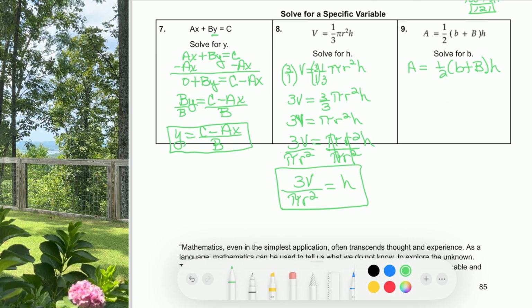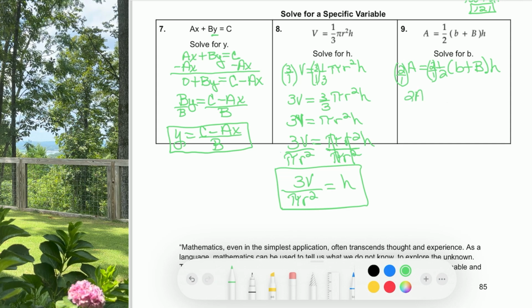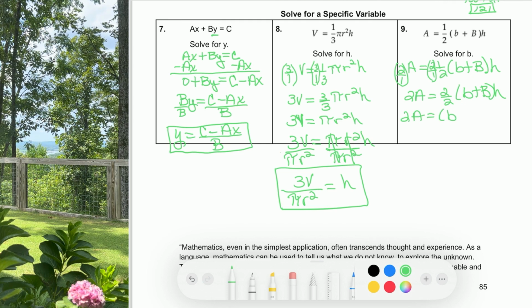Also, when you're solving problems, if you're solving for the value of a capital letter, make sure you enter it as a capital letter, not a lowercase letter. All right, so now let's do the multiplication by the reciprocal. So we're going to multiply by 2 over 1 on both sides to cancel out that fraction. We end up with 2a equals 2 over 2, and the rest stays the same. All right, that 2 over 2 cancels, so we end up with 2a equals, in parentheses, b plus capital B times h.